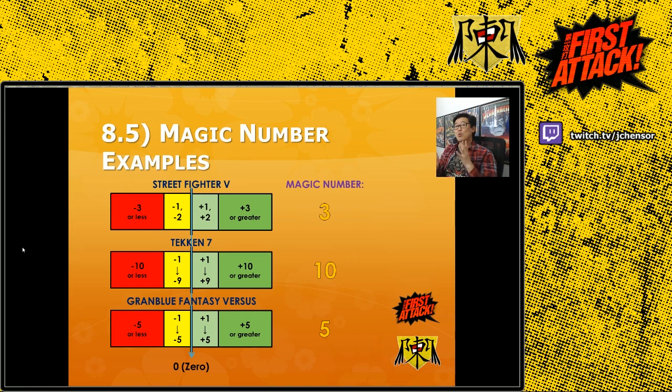So that's why these little categories are always going to be mirror image in terms of the magic number, and why the magic number pretty much determines both sides of things. So yes, whatever the number is on one side is going to be the same on the other.